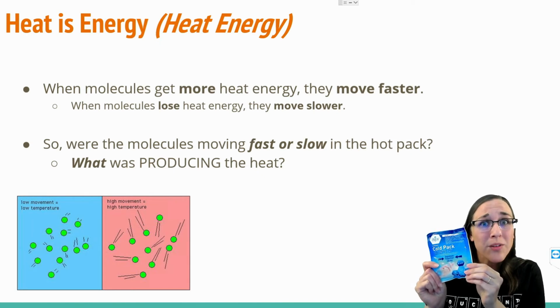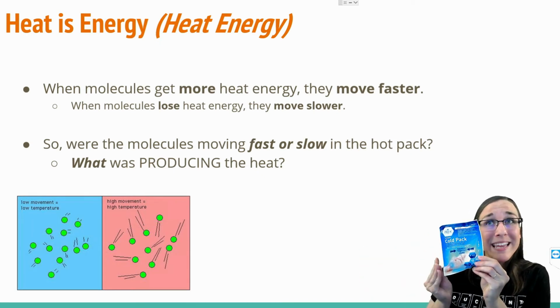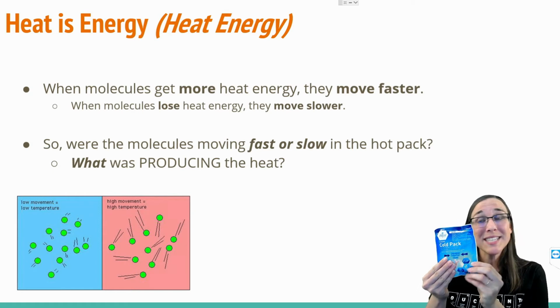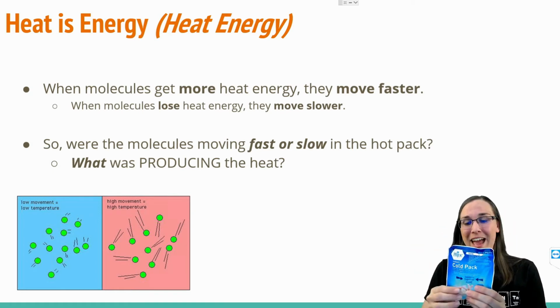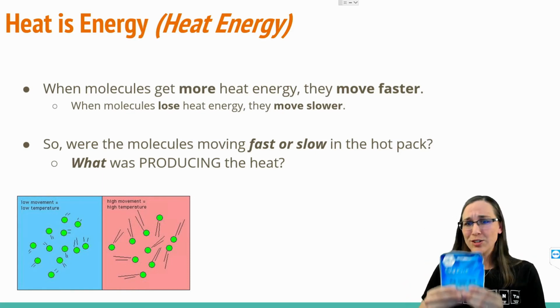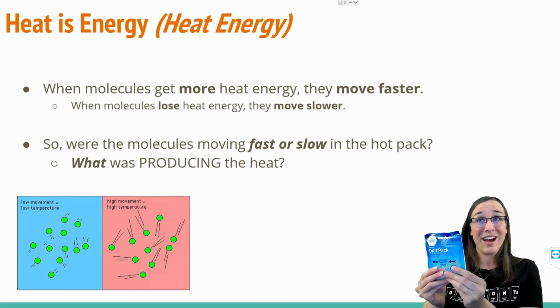That's mind-blowing, I think. And this one feels cold because it's literally absorbing heat. It feels cold to us because there's heat going into the system instead of out of the system. And we perceive that as cold due to the breaking of chemical bonds.